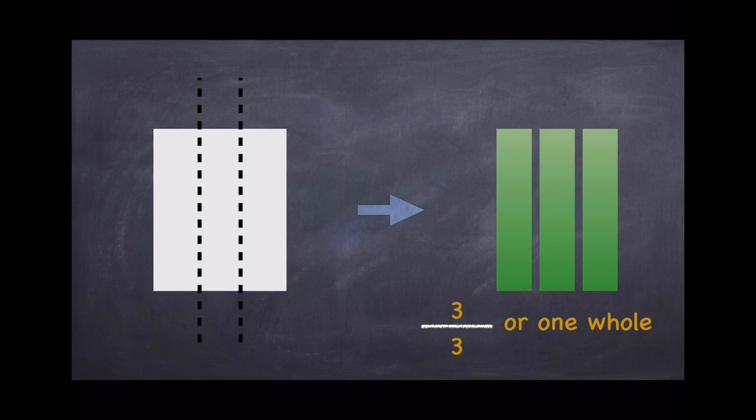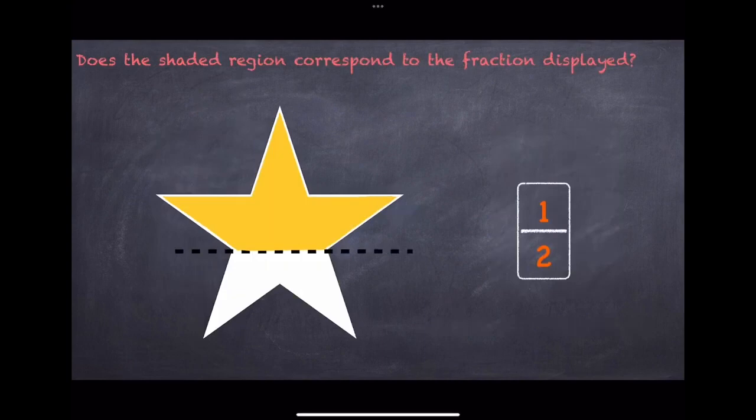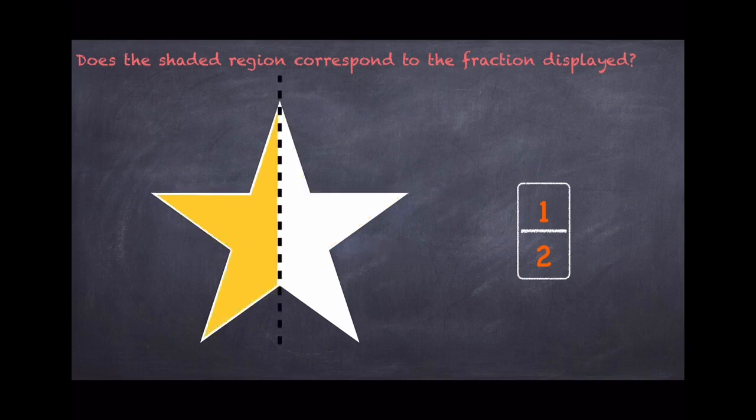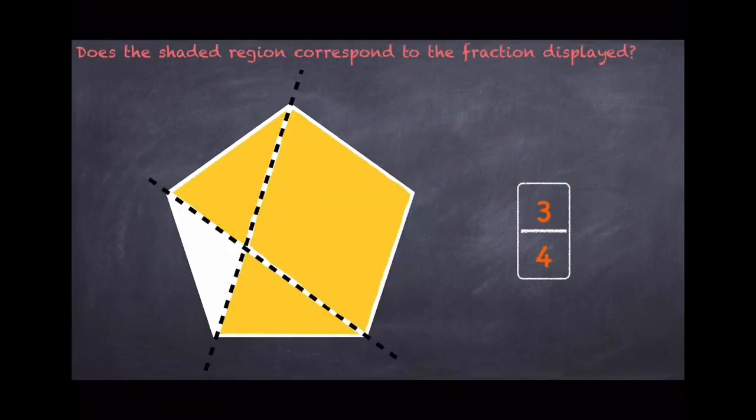I hope you were all able to understand the concept of fractions. So here I have a small activity for you. Does the shaded region correspond to the fraction displayed? No, we cannot denote it as 1 by 2 because the figure is not divided into equal parts. If the figure would have been divided vertically, then we would have 2 equal parts and we can denote the shaded region as 1 by 2 or 1/2.